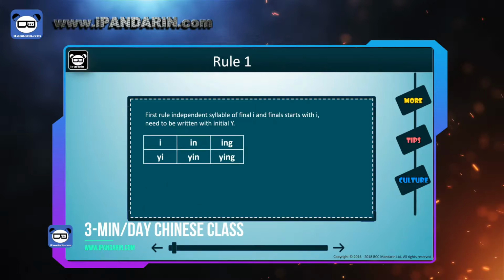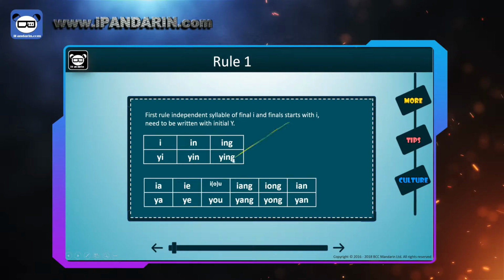Okay, the first case, for final E, Yin, Ying, we need to write the initial E in front. And the second case, for final Ya, Ye, Yo, Yang, Yong, Yan, we need to replace the final E with the initial E as the chart shows.